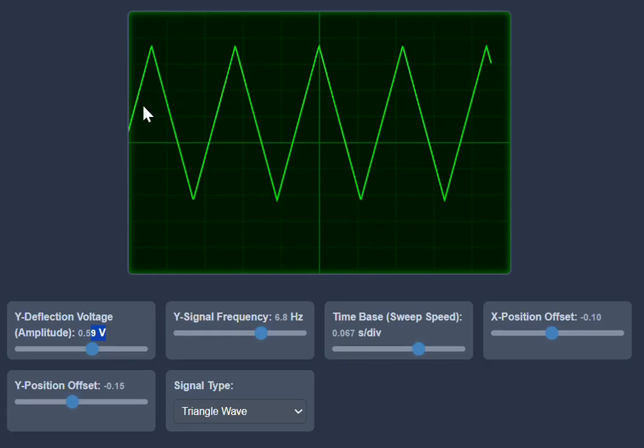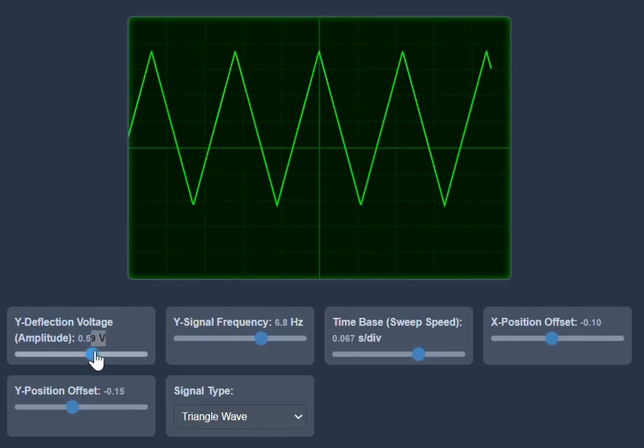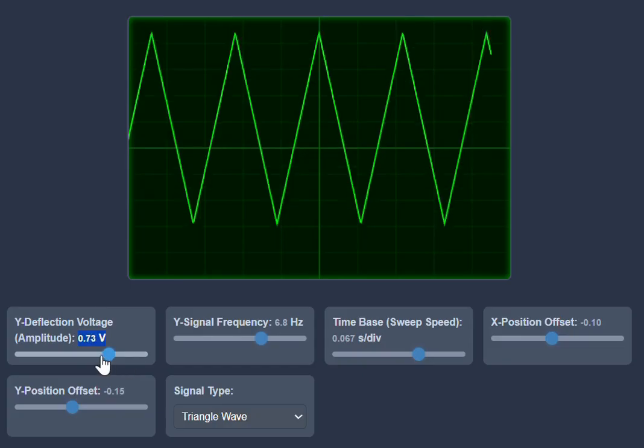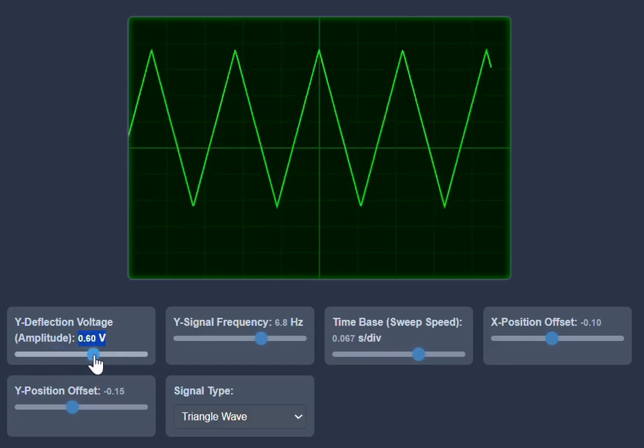Okay, how to measure the different waveforms generated by the instrument, as per requirement, depending on which type of waveform you are using. Now come to the first functionality key. It controls the vertical amplitude of the signal. This is the Y deflection voltage, which controls the amplitude of the signal.